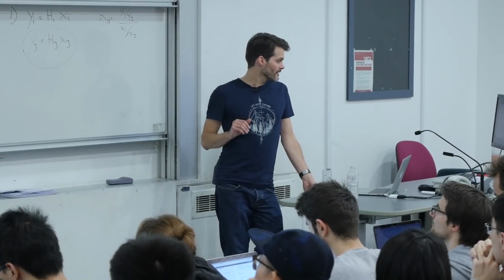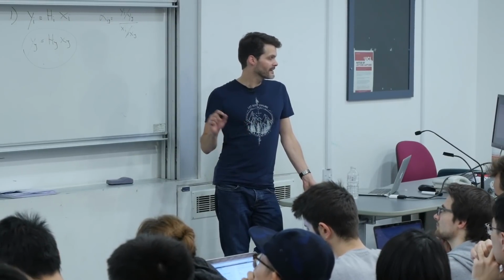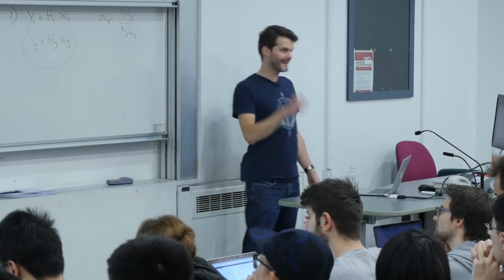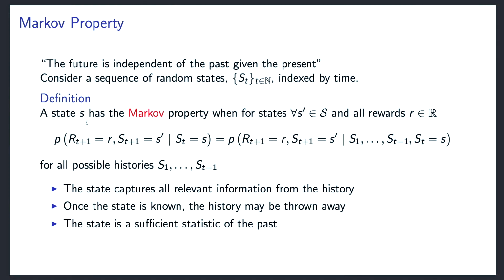And for a Markov decision process, this basically means that the joint distribution on the reward and the next state, when you condition only on the current state, is the same as if you would condition on all previous states. This intuitively means that if you would know all the previous states, this gives you no additional information about what the next state will be and what the reward will be, which means you don't have to look at them. You can just look at the current state. So when the state is then known, the history may be thrown away, which is very nice. It's very convenient.